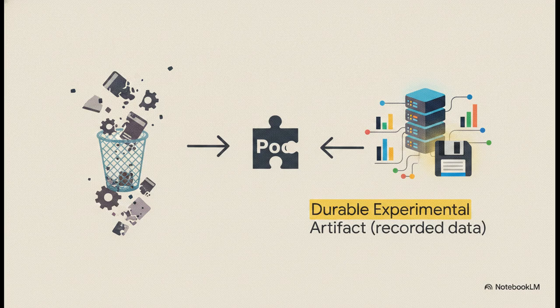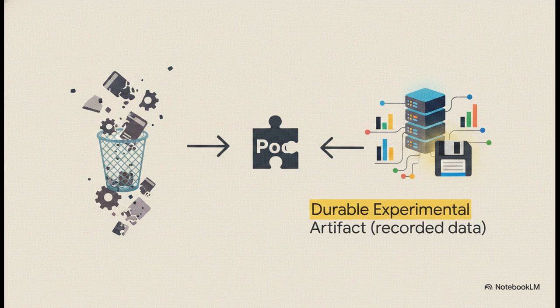Recent academic research highlights what's called the undocumented architectural experiment anti-pattern. Basically, the problem is that teams build a PoC, they figure out a solution, and then they throw the whole thing away. Or actually worse, they deploy that messy, hacky PoC code straight into production.